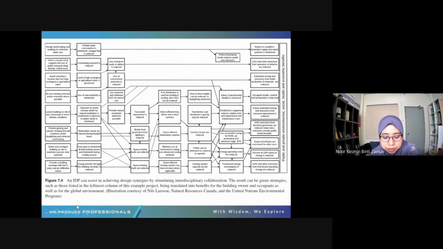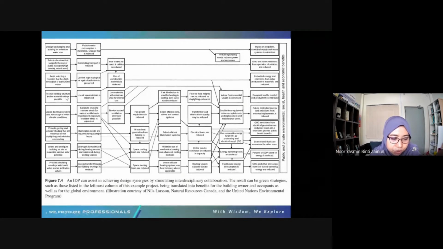And IDP can assist in achieving design synergies by stimulating interdisciplinary collaboration. The result can be green strategies such as those listed in the leftmost column here. This is an example of a project being translated into benefits for the building owners and occupants as well as for the global environment. So for example, I take one example, okay.